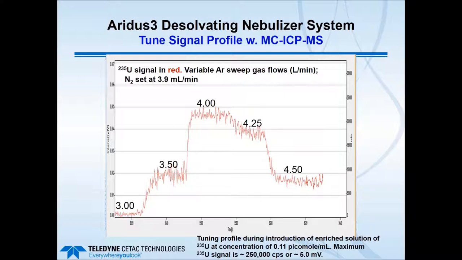Again, the argon sweep gas is flowing around the outside of the membrane. When I don't have that flow going around the outside, then I'm simply not getting much sample gas or nebulizer gas sent towards the ICP-MS plasma. I'll have to have the right balance of flows inside the membrane and around the outside.